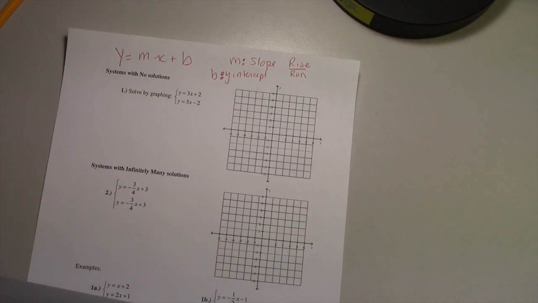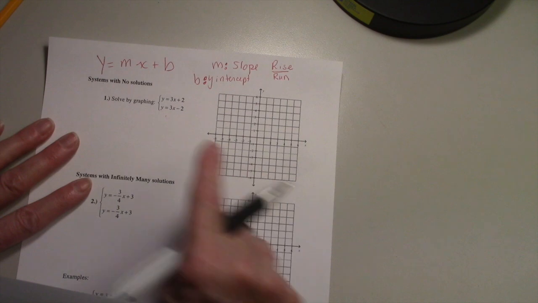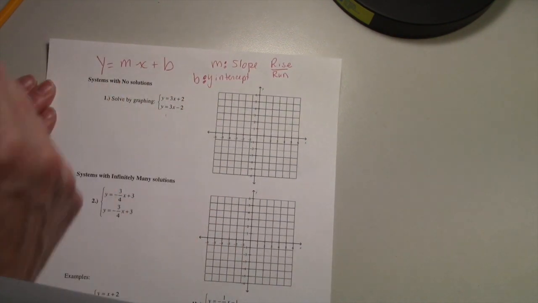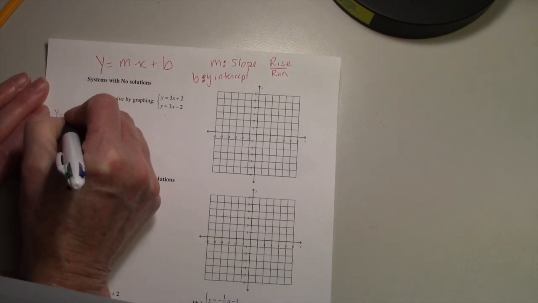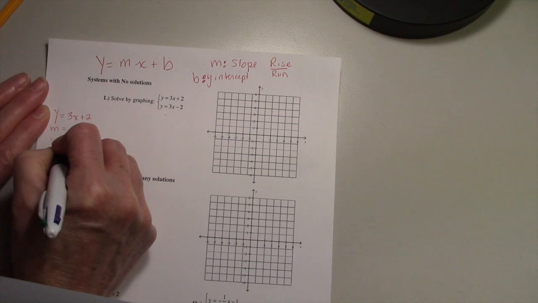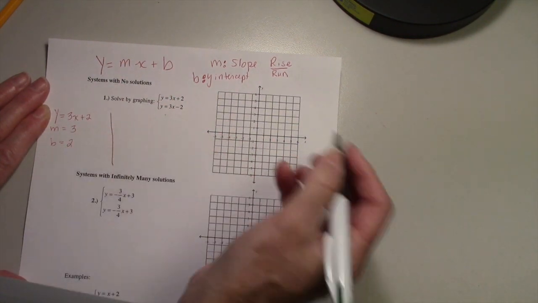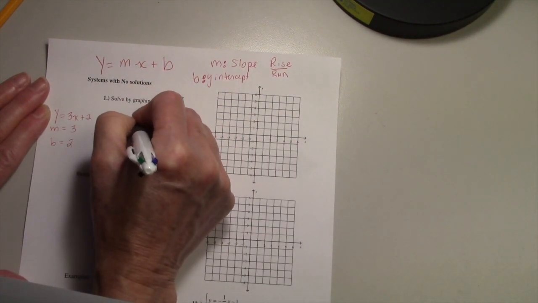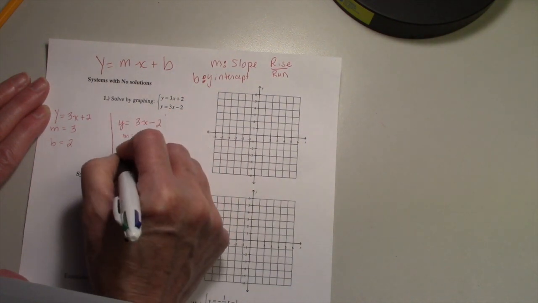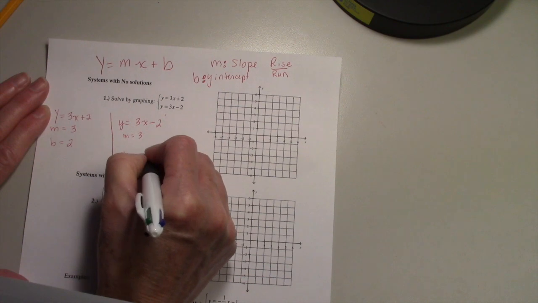If we went to graph these, I'm going to graph them just for good practice. I'm going to start with the first one, y equals 3x plus 2. My m here is 3, my b is positive 2. The second one, y equals 3x minus 2. The m here also is 3, and the b is negative 2.